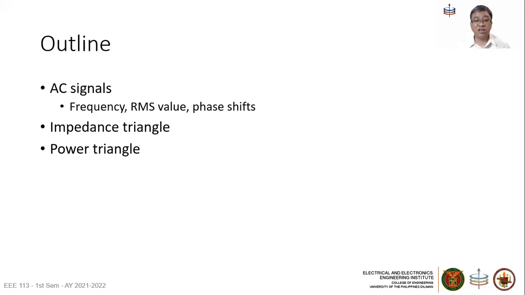As an outline, there are 3 basic parts here. First, we introduce AC signals, which are our sinusoidal signals for AC power. And then we look at an impedance triangle and eventually a power triangle. So just 3 concepts: the signal and the important characteristics of the signal, impedance, and power.